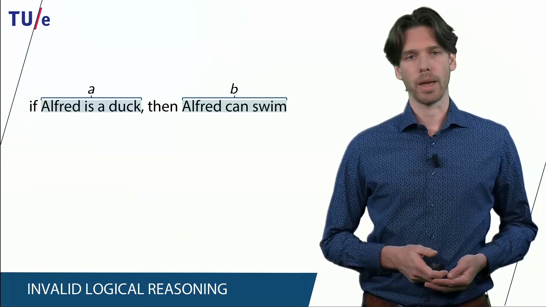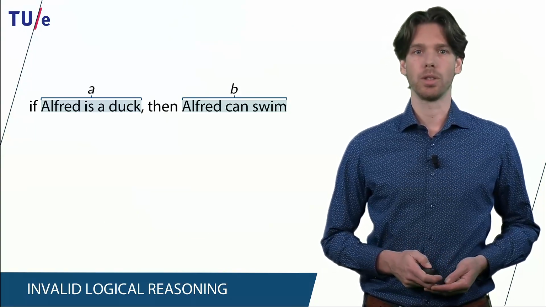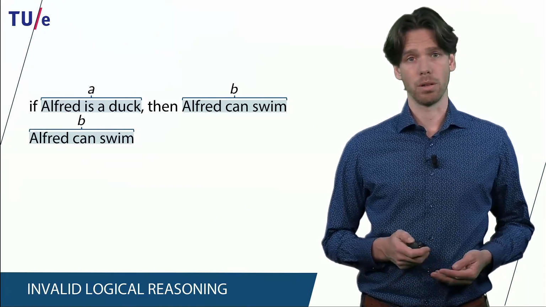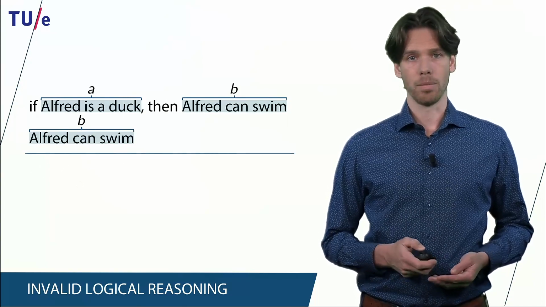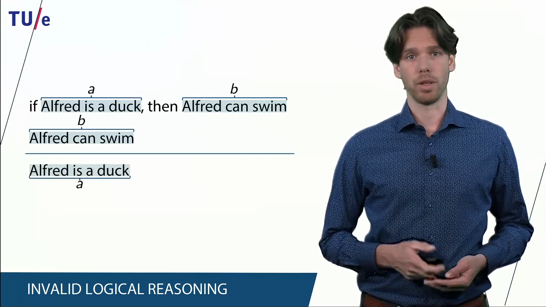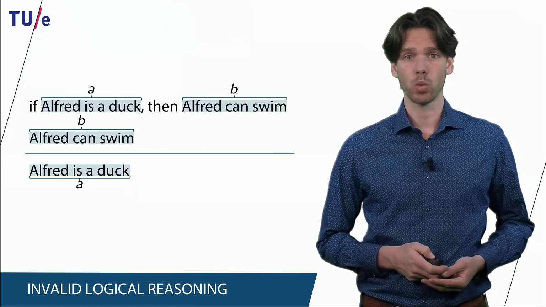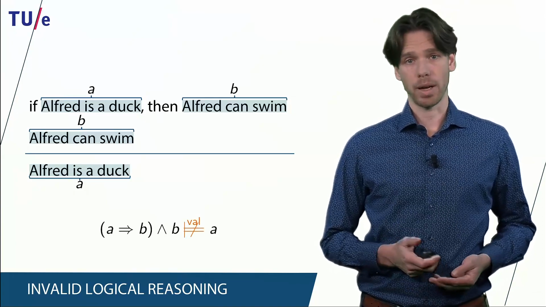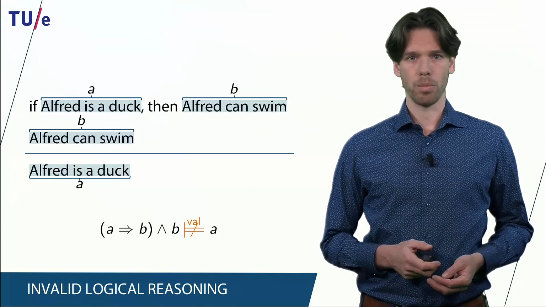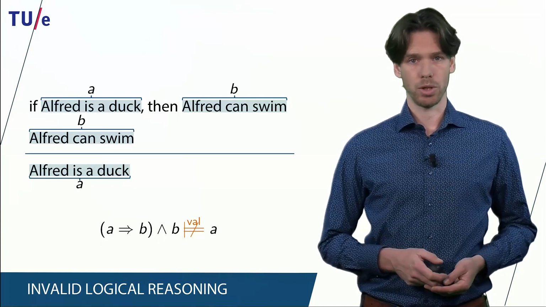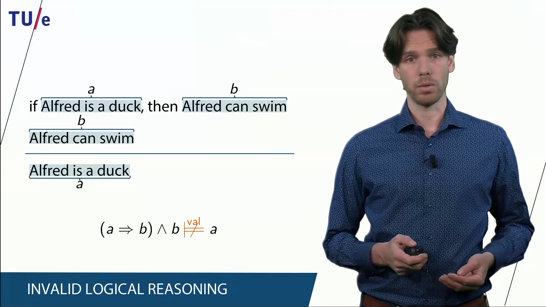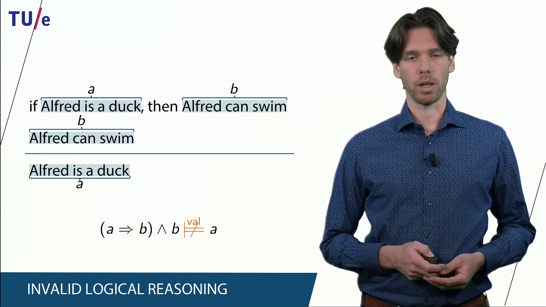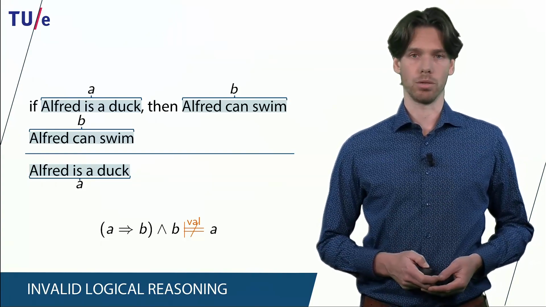Now consider the following adaptation of the argument. Suppose that we start with the implication again, but then instead of the left-hand side of the implication, we put as a premise the right-hand side of the implication, the B. Then concluding from these two premises, if Alfred is a duck, then Alfred can swim, and Alfred can swim, that Alfred is a duck is logically invalid. And in fact, this is also confirmed by propositional logic. From the implication A implies B and the proposition B, we do not have as a logical consequence that A holds. So propositional logic confirms that this is an invalid logical reasoning.